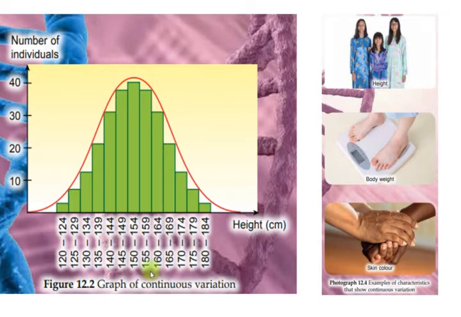So this refers to height, the height graph of continuous variation. Other examples of continuous variation are body weight and skin color.